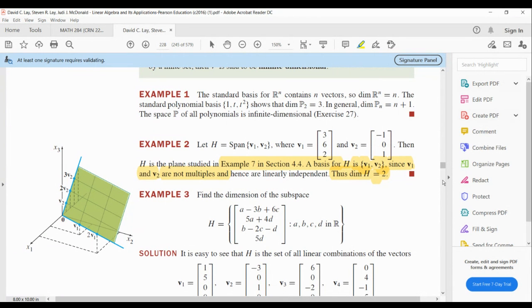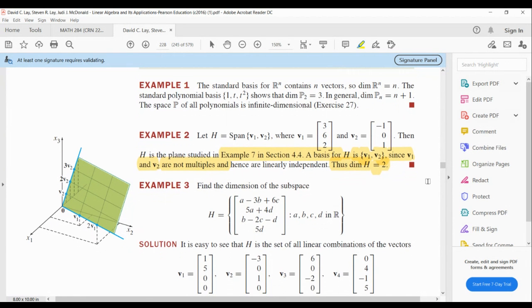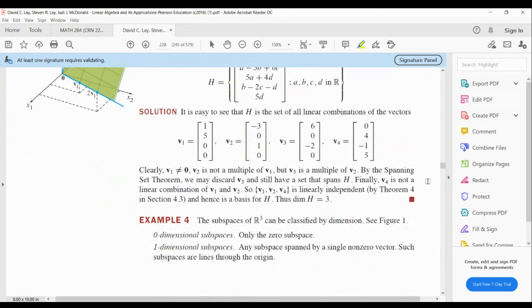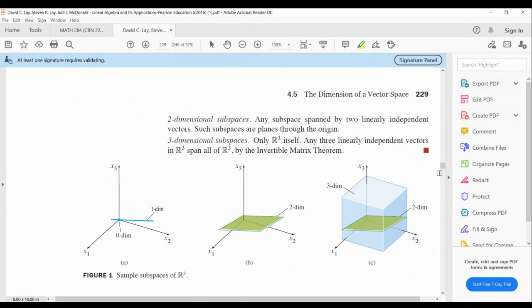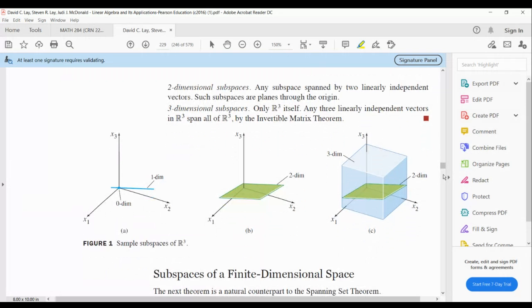Any questions on that? I think the examples are very straightforward. I want to have a little time to talk about MATLAB assignment number 2. But here they have a picture in figure 1, some sample subspaces of R3. They show a one-dimensional subspace in A, a two-dimensional subspace in B, and in C you have the three-dimensional subspace, which is everything in R3, and then a two-dimensional subspace. So a lot of cool stuff here. Are there any questions at all?